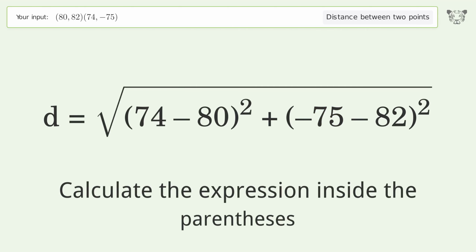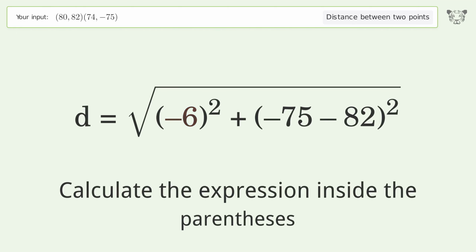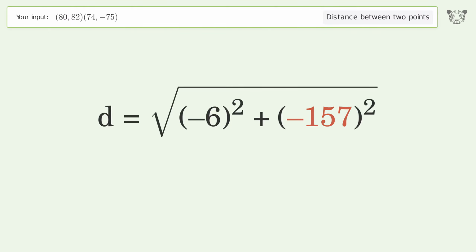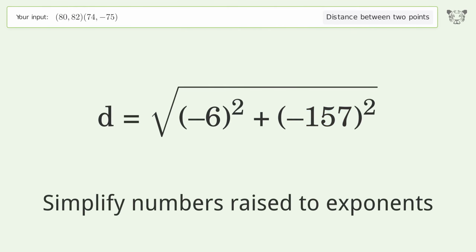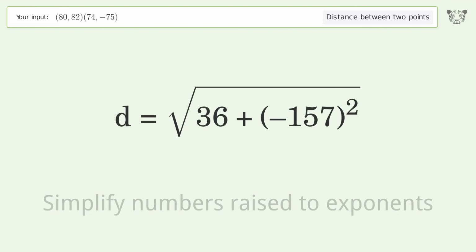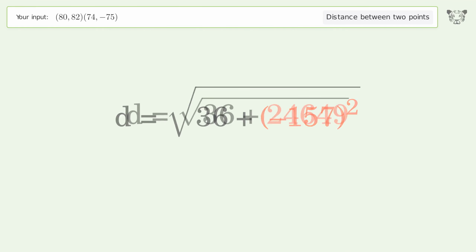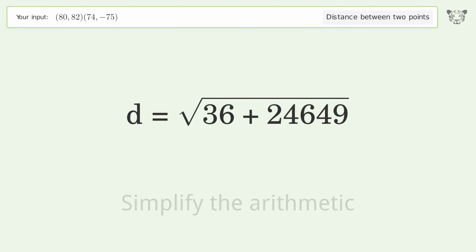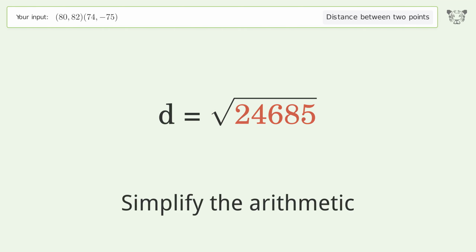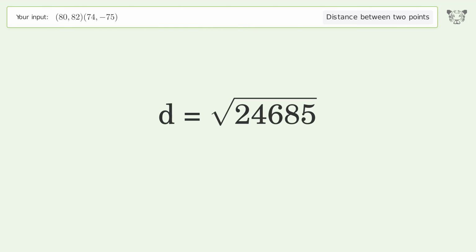Calculate the expression inside the parentheses. Simplify numbers raised to exponents. Simplify the arithmetic. And so the distance between the 2 points is the square root of 24,685, or 157.115.